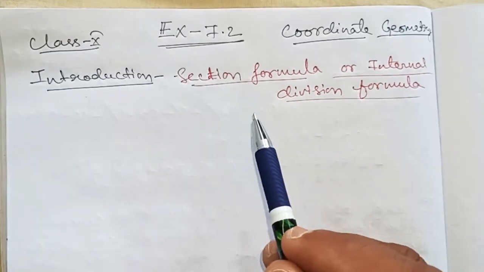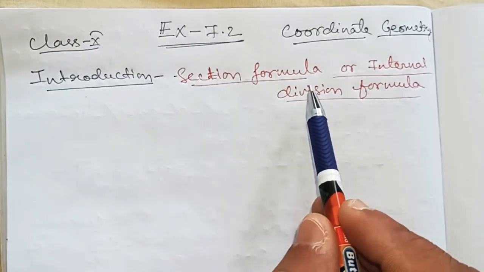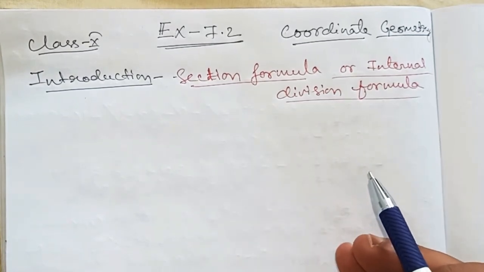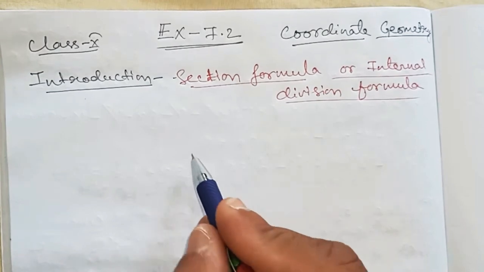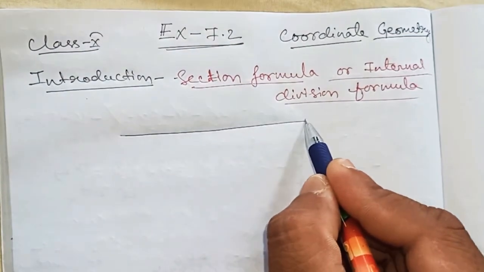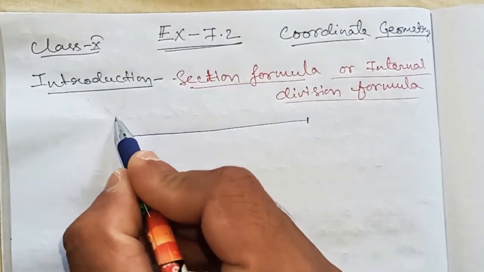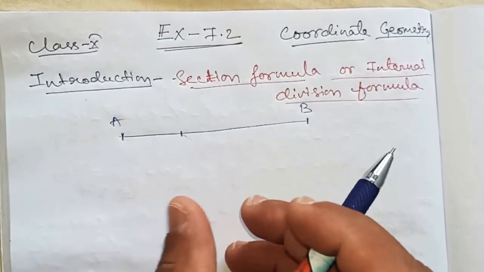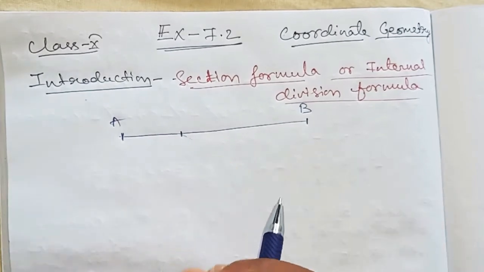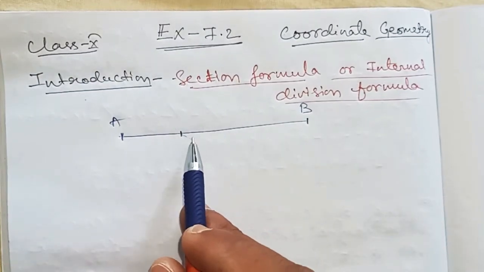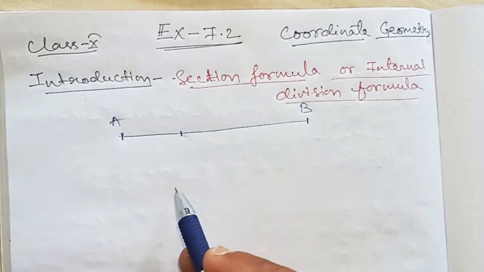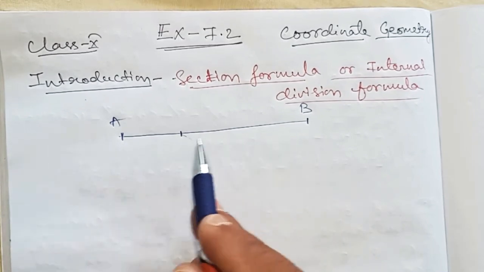In this exercise one formula will be used. It is called the section formula or internal division formula. So what is this formula all about? Suppose a line AB is divided, means cut, into two parts. It is not equally cut, you can see this is a smaller part and this is a bigger part.